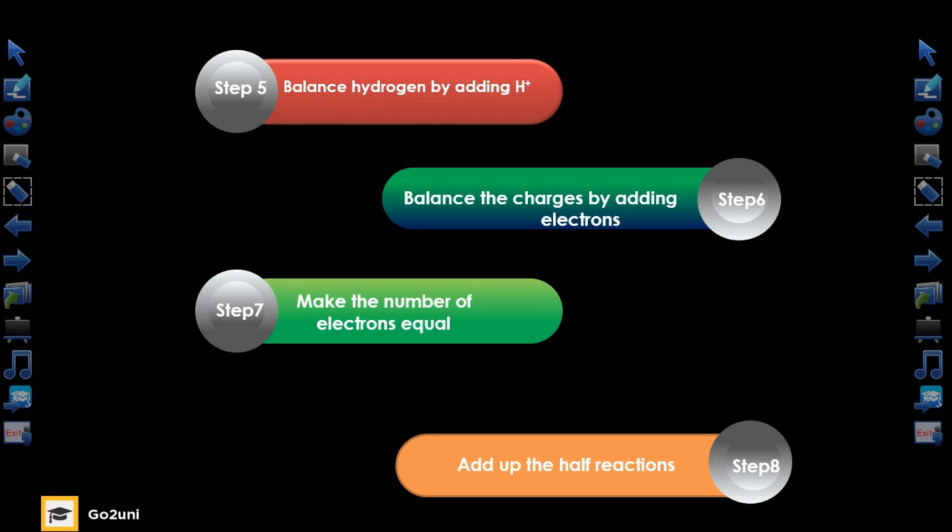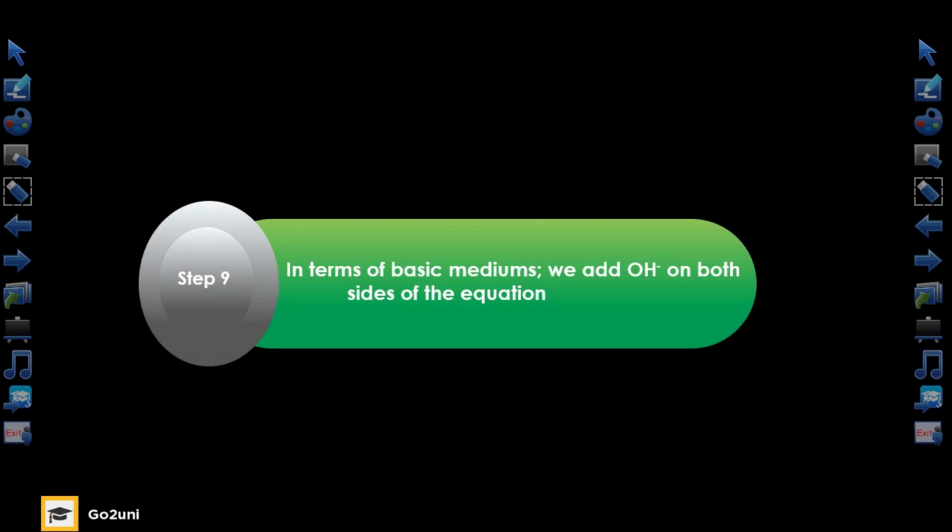But if it is in a basic medium, then that leads us to the last step, which is that we now have to add the hydroxide ion or hydroxyl ion on both sides of the equation so that it can neutralize the effect of the hydrogen ion, that is protons, that has been added initially. So these are the steps that are involved in balancing a given redox reaction. So with this, we shall proceed to looking at how a given redox reaction ought to be balanced.